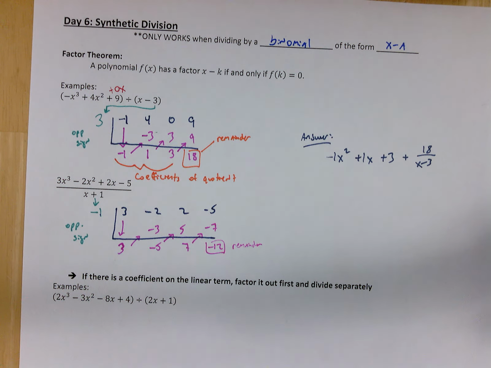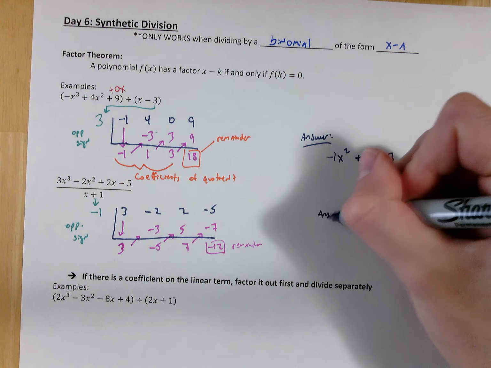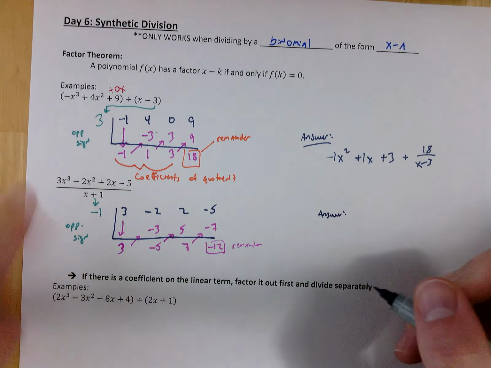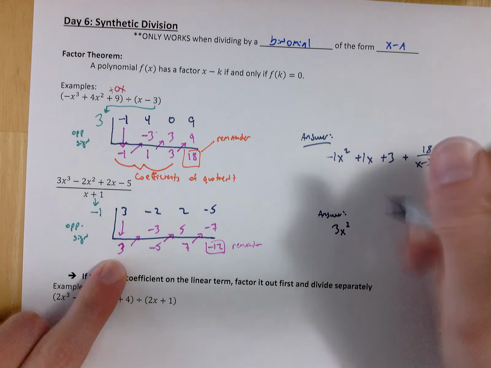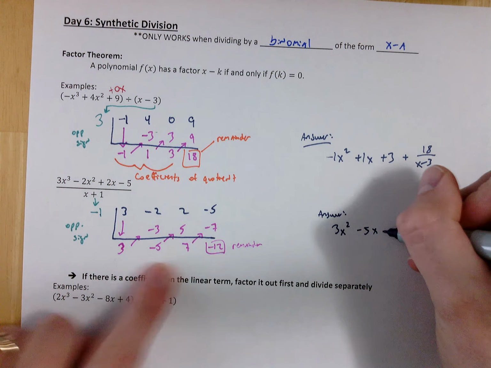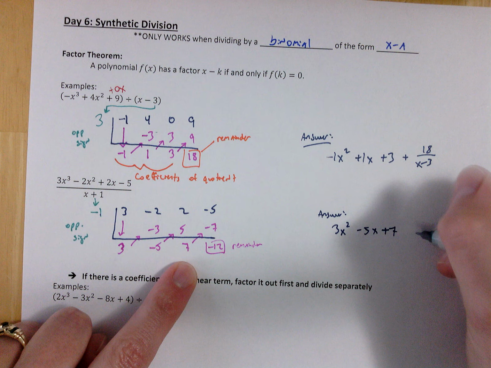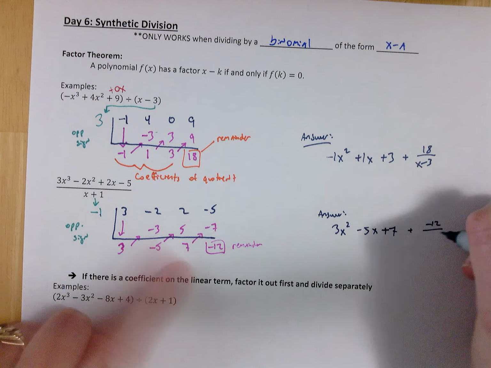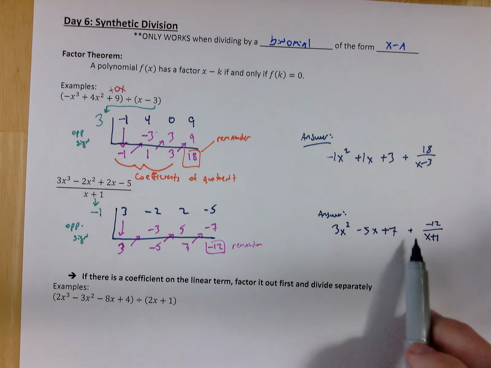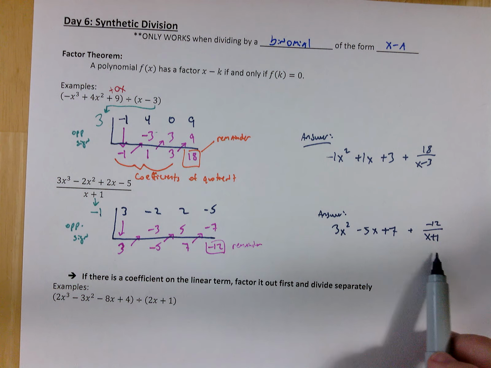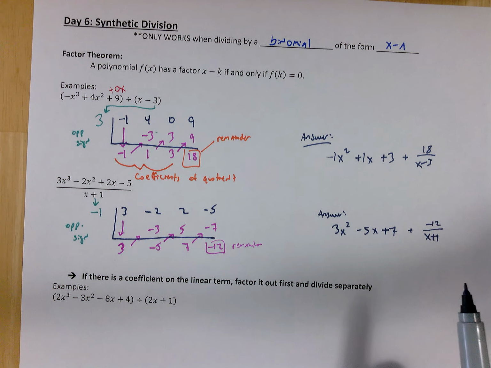Great, so then my answer for this problem, drop the exponent by 1. I started with an x to the third, so this is going to be 3x squared minus 5x plus 7, and then plus my remainder over the thing I was dividing by. You could have also written minus 12 over x plus 1. Either way is fine, and I would take either.